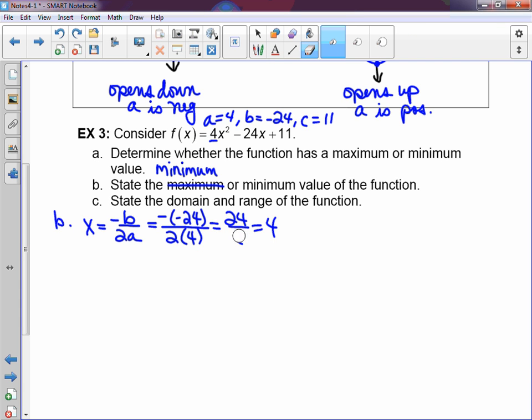Wait, wouldn't it be A? Yes, oh, I added. Yeah. Okay. So what's the 3?